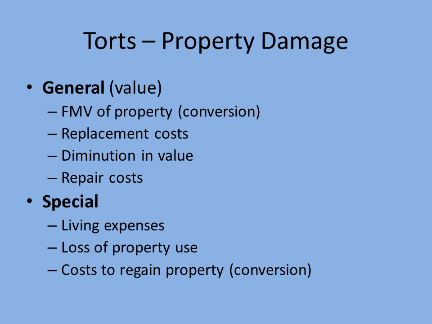Now, with property damage torts, where the only part of the tort is some kind of destruction of property or damage to it or taking of, like conversion, this will look a lot more like your contracts. Here you've got your fair market value of the property, the replacement cost, the diminution of value, repair costs, and this can go on and on. I just gave a short list to give you an idea and a taste of what you're looking for. Then when you get to the special damages, it'll look a little different.